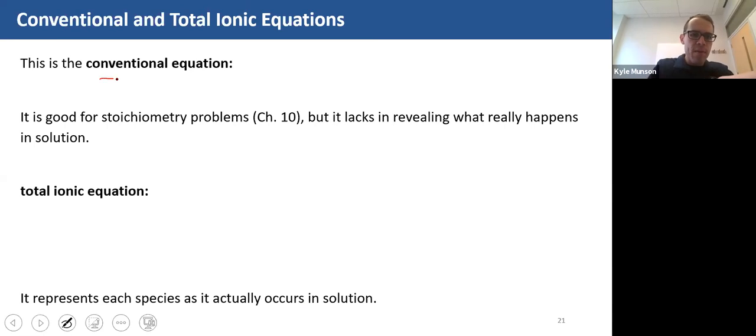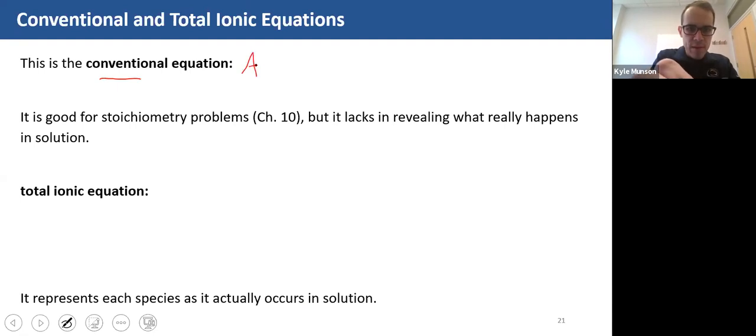Okay, so let's start up here at the top, the conventional equation, okay? Again, we're going to have, if I could just turn the page here for myself, so I don't forget, silver nitrate plus sodium chloride.